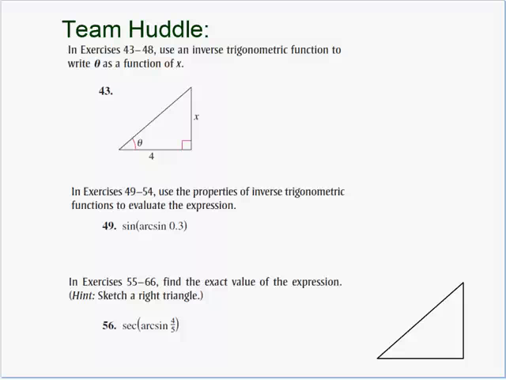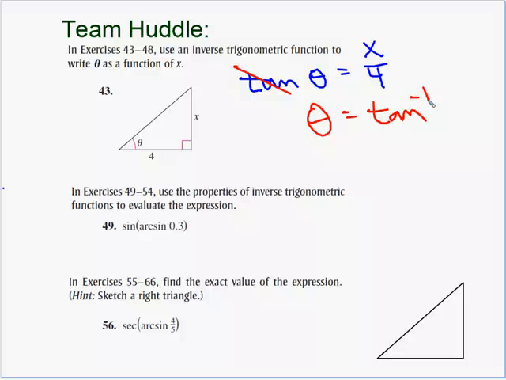Alrighty, let's check this out. 43. We have an angle. We have the opposite side. We have the adjacent. So just like the example, this is going to be the tangent. The tangent of angle theta is the opposite side, x over 4. We want to write theta as a function of x, so we're going to tan inverse the left side to get rid of tan. And that means we have to be fair and tan inverse, or you could write arctan, of that x over 4. And we're done.